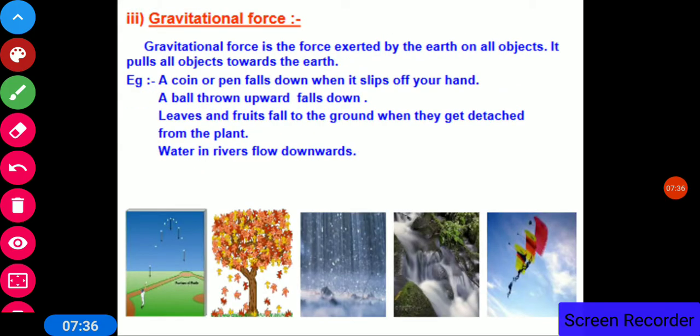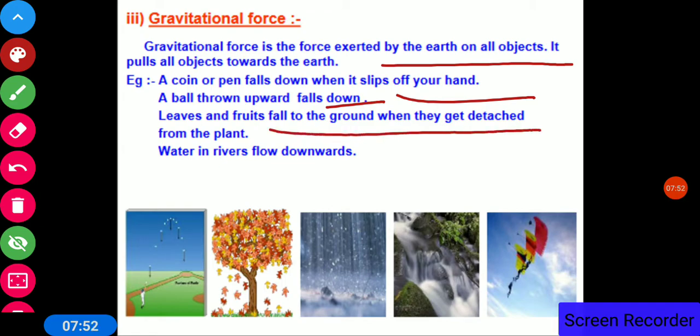The gravitational force. Gravitational force is the force exerted by the earth on all objects. It pulls all objects towards the earth. A coin or pen falls down when it slips off our hand. A ball thrown upward falls down. Leaves and fruits fall to the ground when they get detached from the plant. Water in rivers flows downwards. So in all these examples you see that the gravitational force is acting without being in contact with the objects.